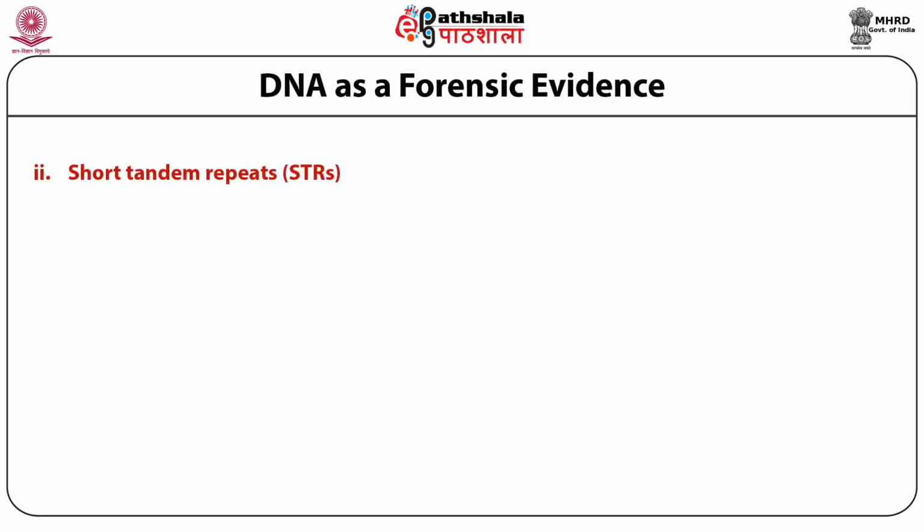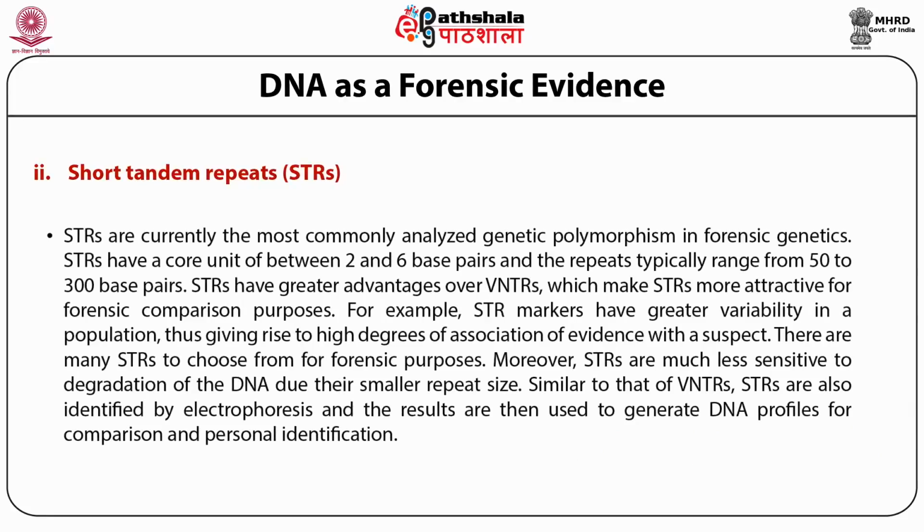Short tandem repeats (STRs). STRs are currently the most commonly analyzed genetic polymorphism in forensic genetics. There are thousands of STRs that can potentially be used for forensic analysis. STR loci are spread throughout the genome, including both autosomes and sex chromosomes. STRs have a core unit of between 2 and 6 base pairs, and the repeats typically range from 50 to 300 base pairs.